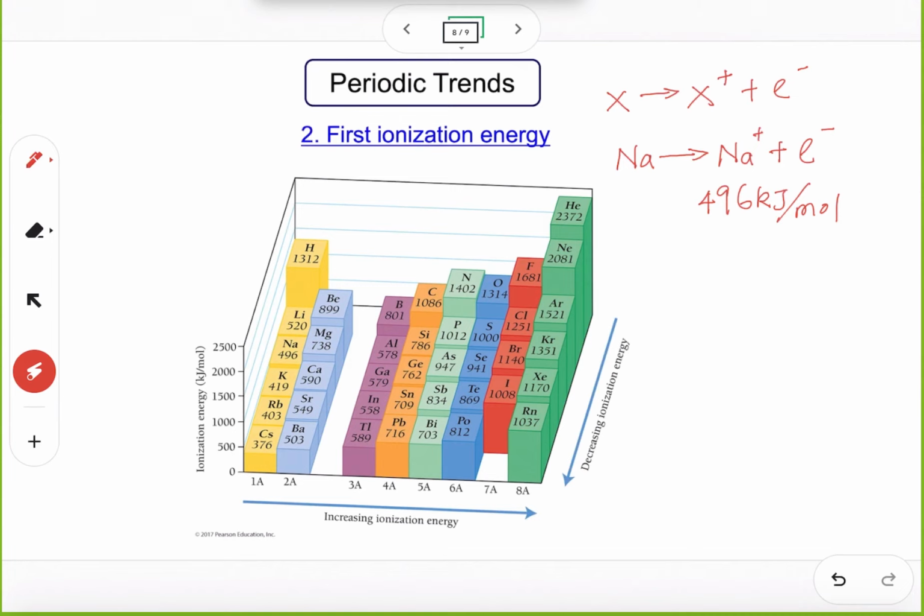The second trend is for the elements in the same period. Let's just use the second period as an example. If you go from left to right, overall the ionization energy increases. Again, there are some exceptions. For instance, beryllium and boron. Boron actually has lower first ionization energy than beryllium, but we are looking at the overall trend. Overall trend still shows you the increasing trend. So these are the first ionization energy trends.